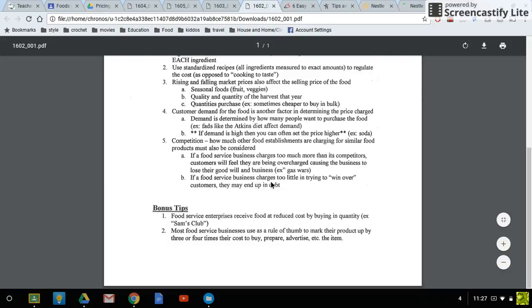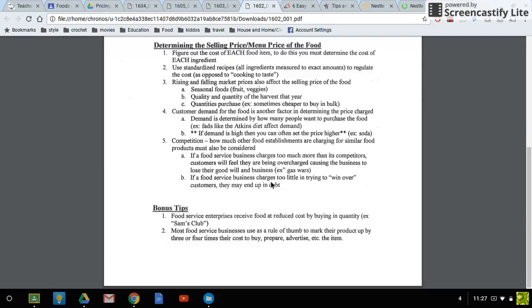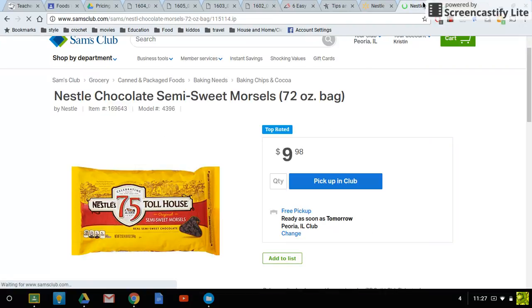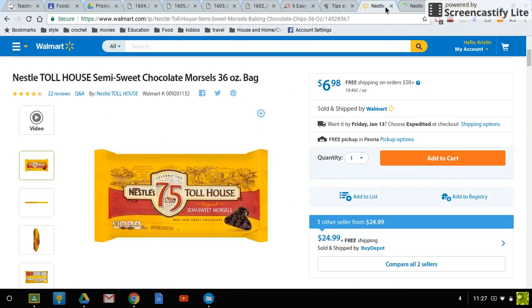Other things that we do: I shop at Sam's and Walmart for you guys. That's where our school account is. And I do a lot of price comparison. I'm just going to show you a small example here. This is Walmart. This is a 36-ounce bag of chocolate chips, which is not the normal size one. It's a step up. A normal size you're thinking of is about 12 ounces. So this is 36 ounces, and if you look here, it's $6, almost $7. Walmart is one of the cheapest places to shop around here.